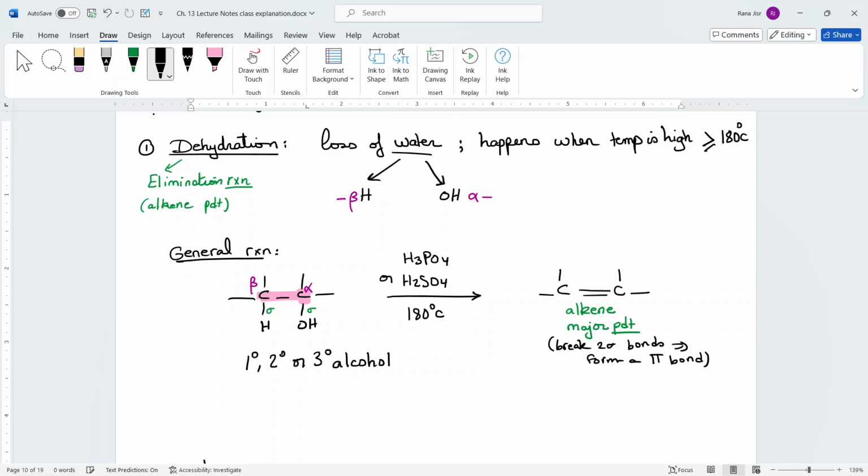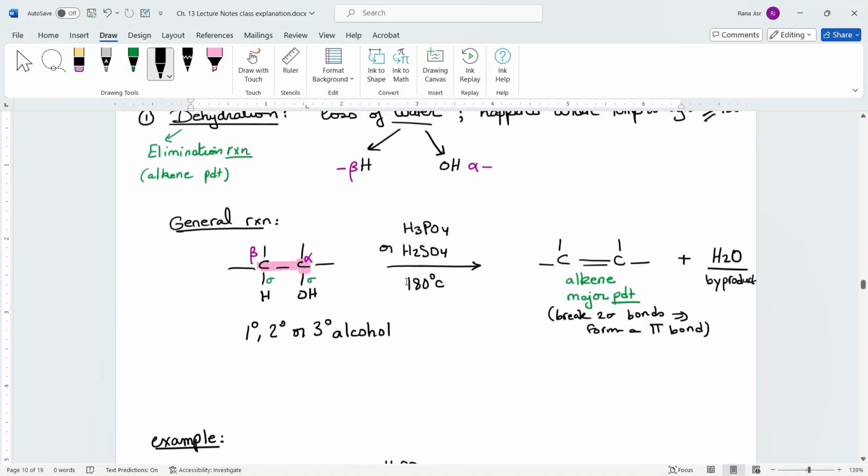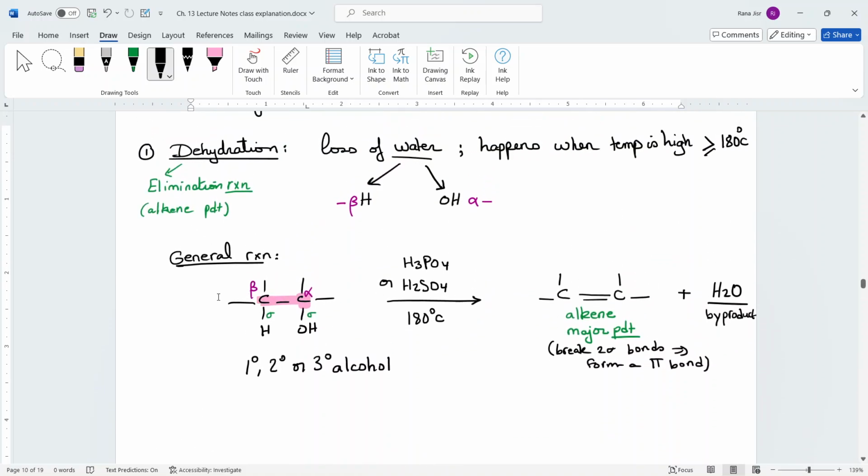And in any dehydration reaction, since you are losing water, everything that you lose is not just going to disappear. You are going to see it on the product side as well. So your byproduct is going to be water. And the major product, the organic major product, is going to be the alkene. The alcohol that I start with can be primary, secondary, or tertiary. Now, the reagent that I use in order to proceed with a dehydration reaction needs to be an acid. And the acid is either phosphoric acid or sulfuric acid.